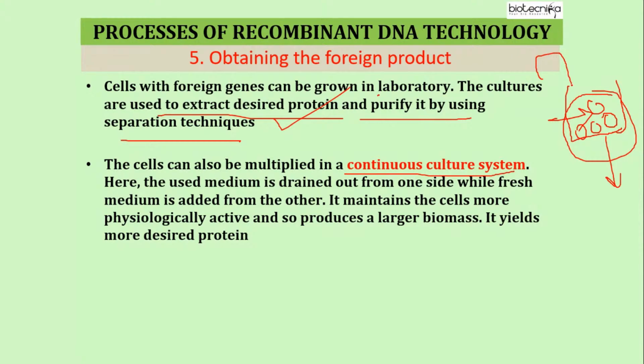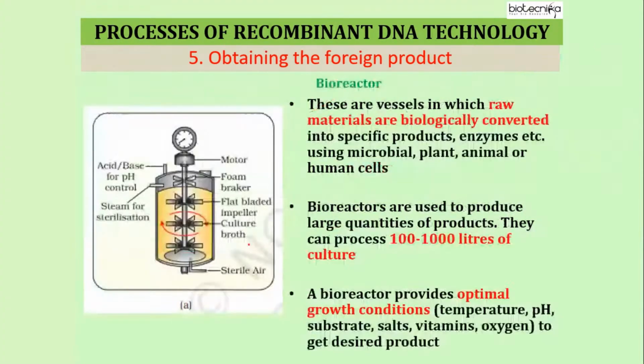Continuous means continuously we will provide a medium from here, and the spent medium that is used by the microorganism or protein, we will remove it from here. All the time we are providing extra fresh medium, so that our cells will be in the fresh medium and we will get a larger amount of product. So what will we get? It will produce a larger biomass, and it will yield more desired protein.